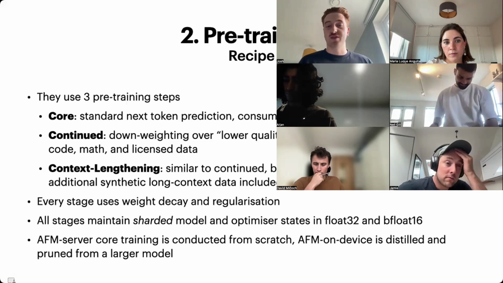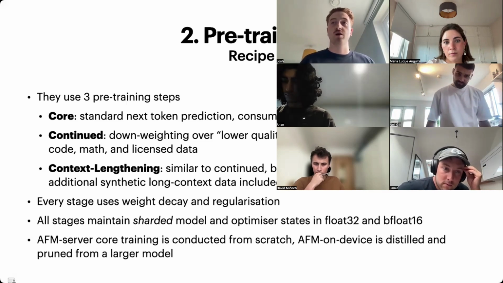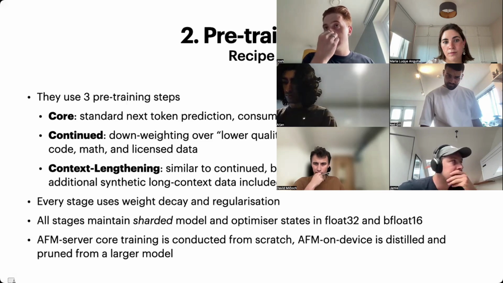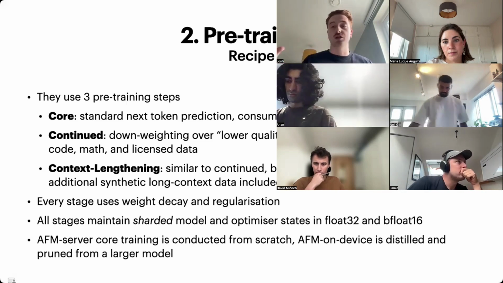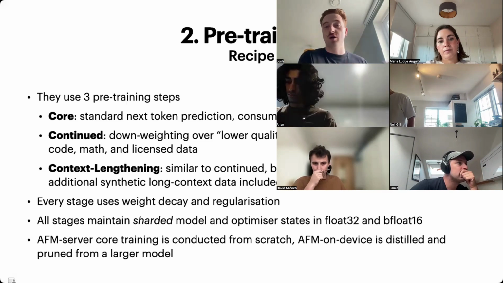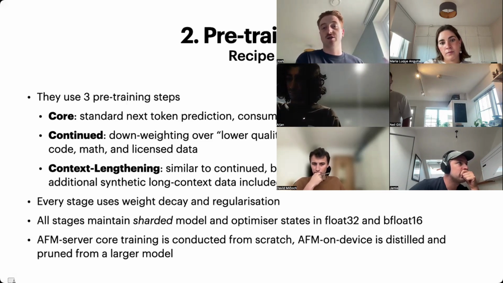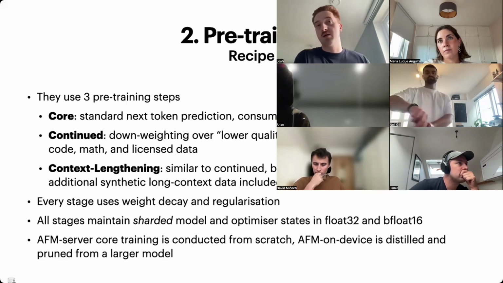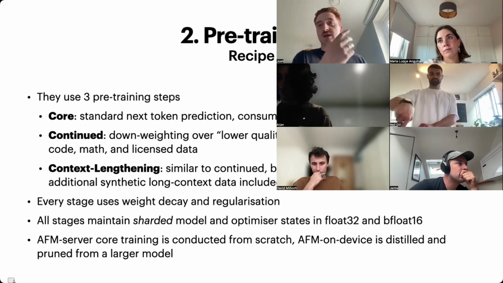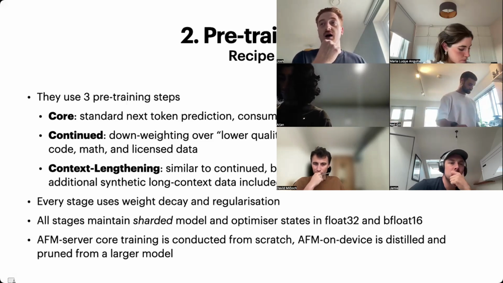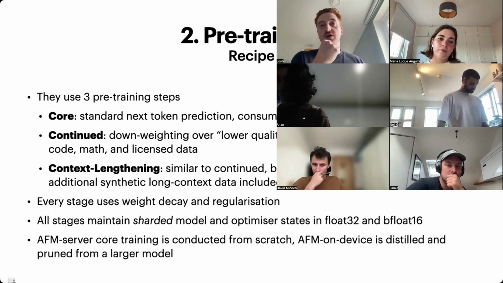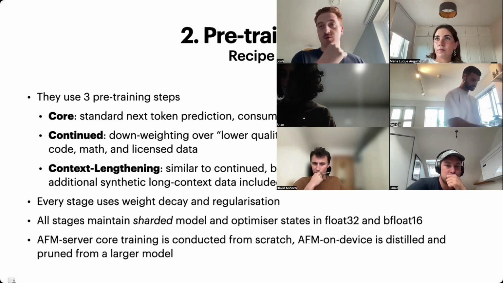Okay, and then context lengthening is the phase after that. I think this is around 5 to 10% of the compute budget, maybe like 5%. This is the final stage of pre-training, and they heavily prioritize longer sequences in this data set. So the idea is to get the model to learn longer contextual understanding. And then all of these stages use weight decay and float32 or float16 representation to store parameters, which will be important later.